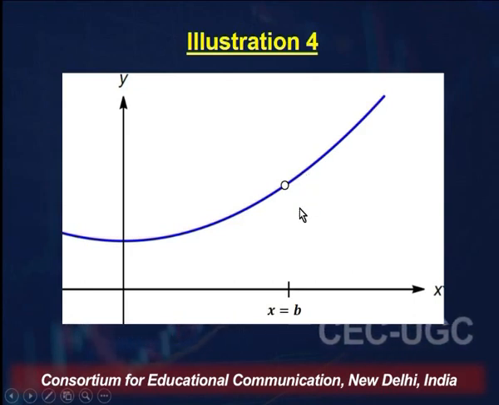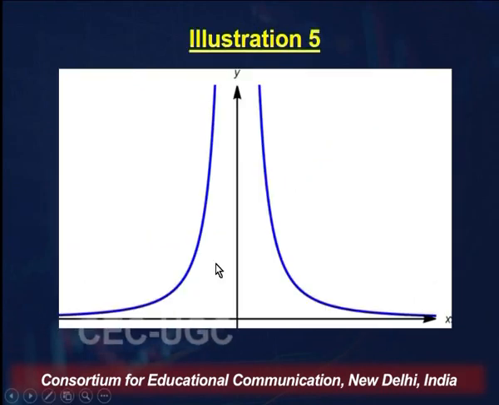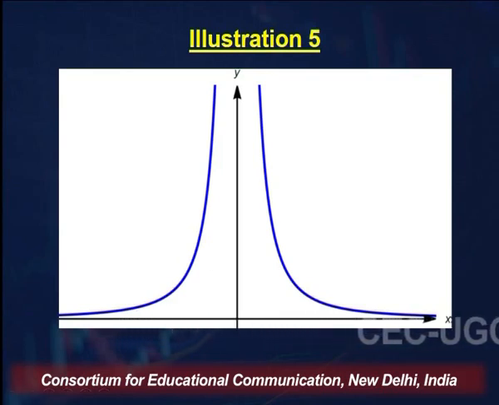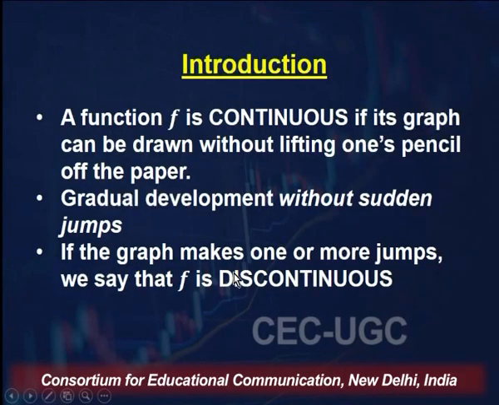So this is also an example of a graph of a function that is discontinuous. Similarly, look at this example here. Here again, you're going to have a discontinuity, and specifically you have a discontinuity here at x equal to 0. Okay, so let's just summarize what we have talked about so far.